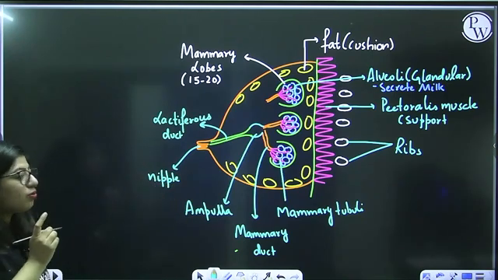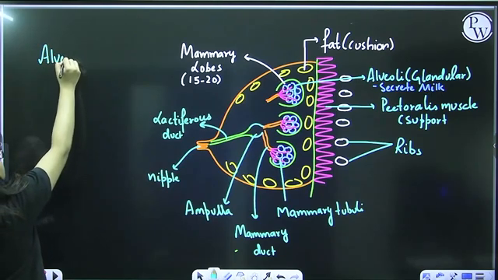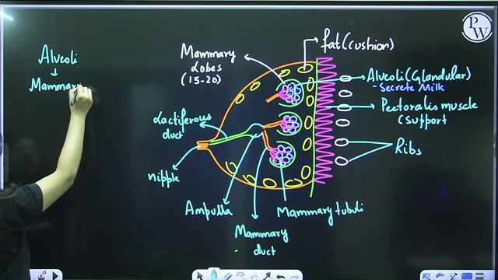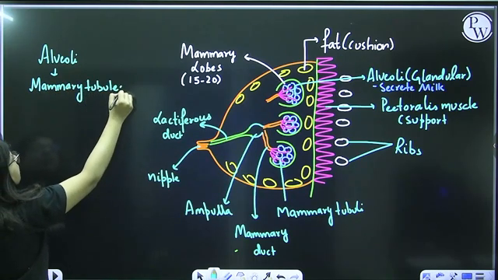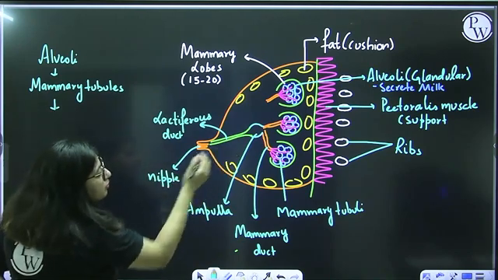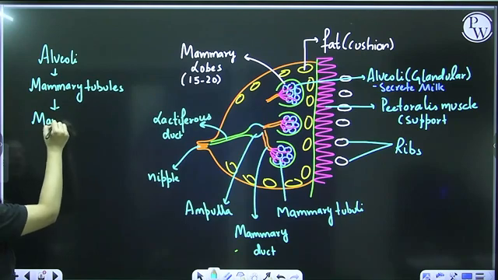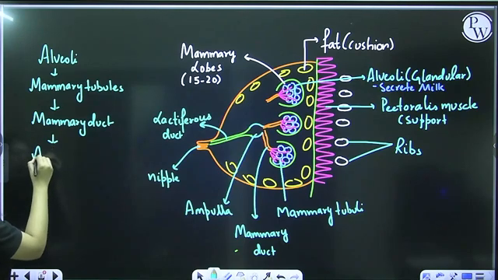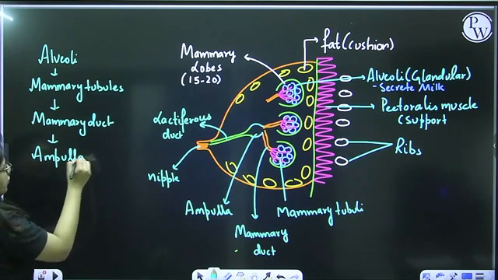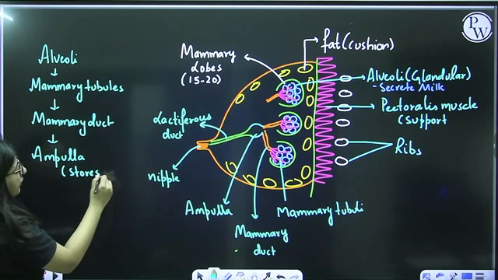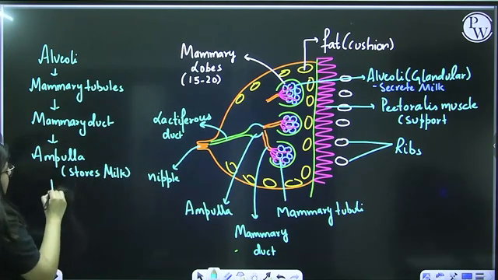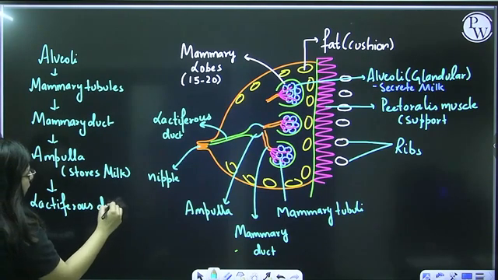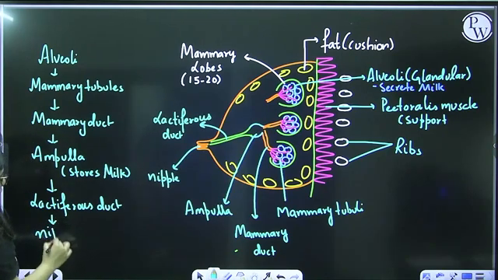Let me tell you one more time. From alveoli the milk is produced. Now it has to come out. It will come out through mammary tubules. These mammary tubules will join and open into the mammary duct. And the mammary duct will open into the ampulla. An ampulla is a swollen structure that temporarily stores milk, and this will open into the lactiferous duct. And this lactiferous duct will open to the outside through nipples.